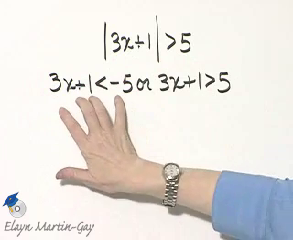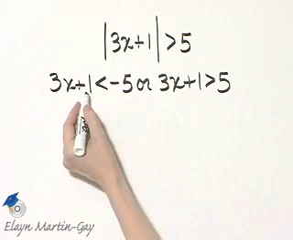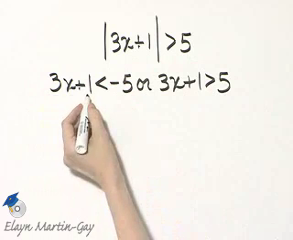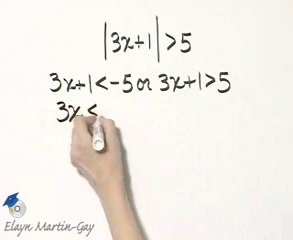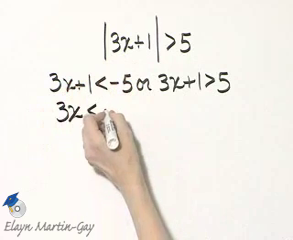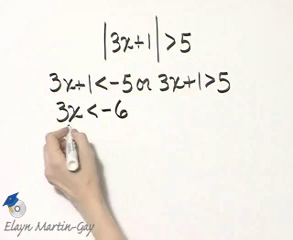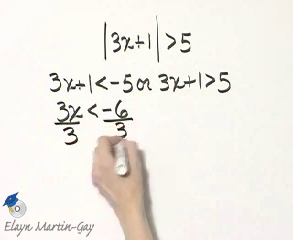Now you will then solve each of these inequalities. So let's solve them. Here I'll subtract 1 from both sides. If I subtract 1 from the left side, I'll have 3x. If I subtract 1 from the right side, I'll have negative 6. Then how do I finish solving? I'll divide both sides by the coefficient of x, which is 3.